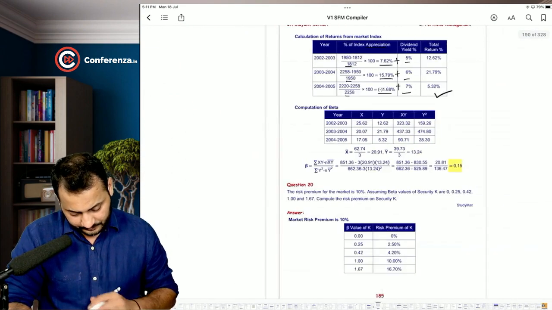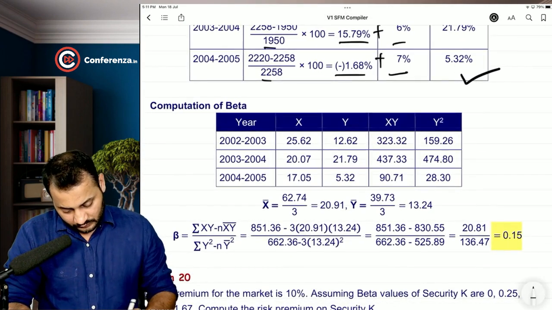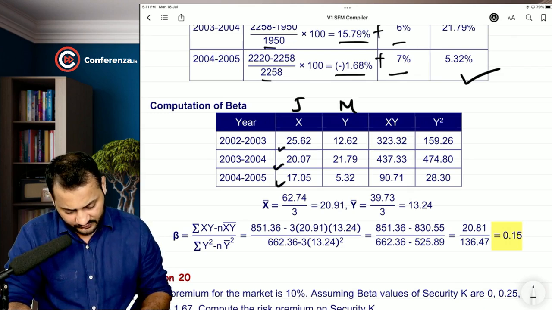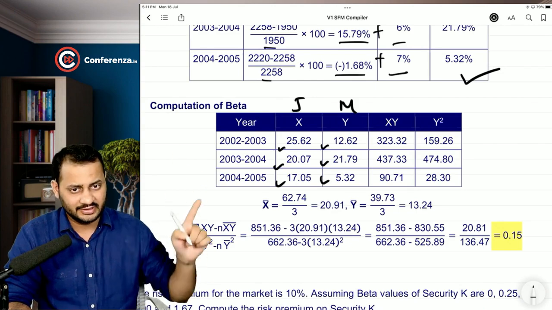Okay. You have J and M. See, this is J and this is M. These are the 3 returns of the stock. These are the 3 returns of the market for these 3 years.